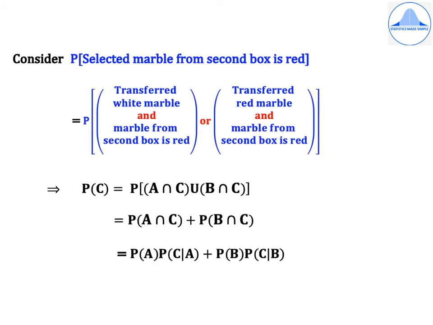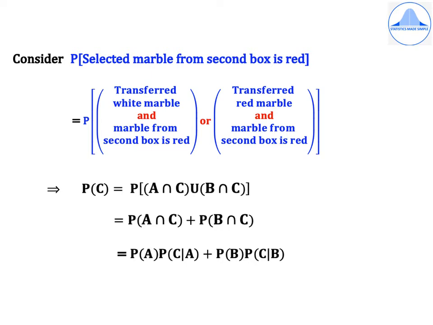So starting, consider probability selected marble from the second box is red, which is equal to probability. How can we get a red colored marble from the second box? You could have transferred a white colored marble and a marble from the second box is red in color, or you could have transferred a red marble and from the second box you can pick a red marble.